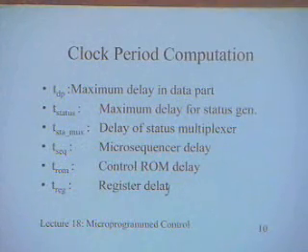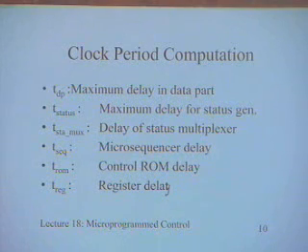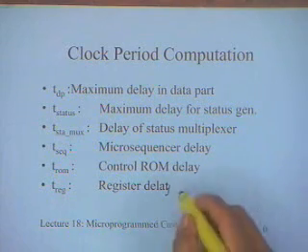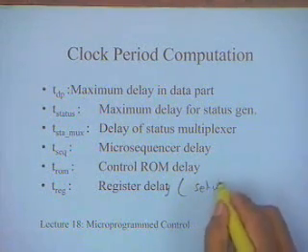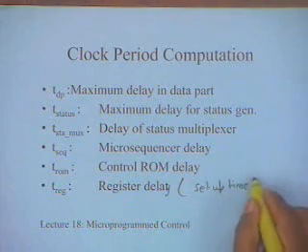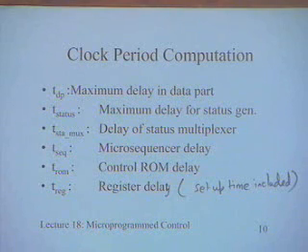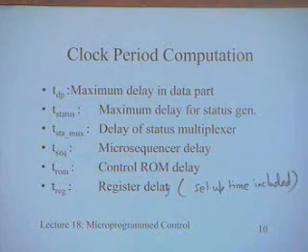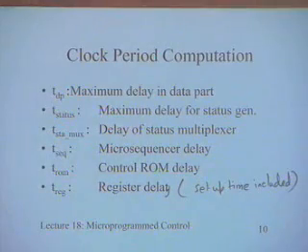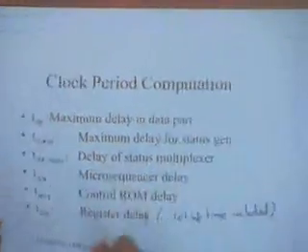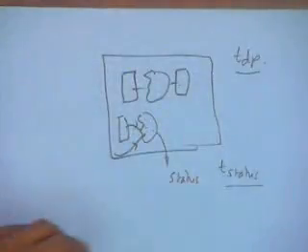T status multiplexer is the delay of the status multiplexer. T sequencer is the microsequencer delay, and T ROM is the control ROM delay. T register is the register delay. This also includes the setup time. So typically we have been talking of two different delays, but here I am including the setup time, and I am talking of T setup plus T register delay, the delay of the register, to be T register. So these are the various components, and now it is fairly easy to see how we define the clock period.